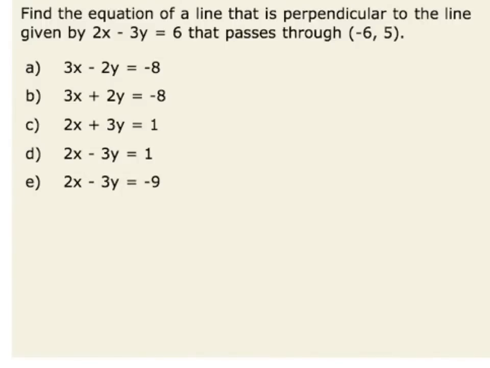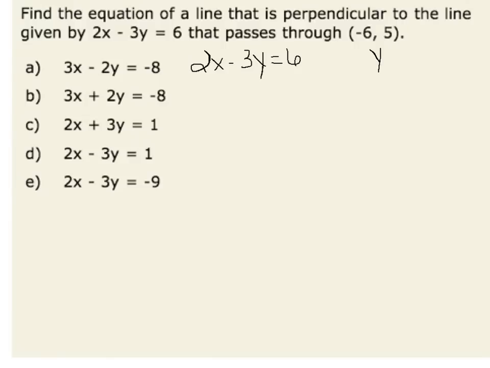In this problem, I'm asked to find the equation of a line that's perpendicular to a given line and passes through (-6, 5). Let's investigate our given line, 2x minus 3y is equal to 6.